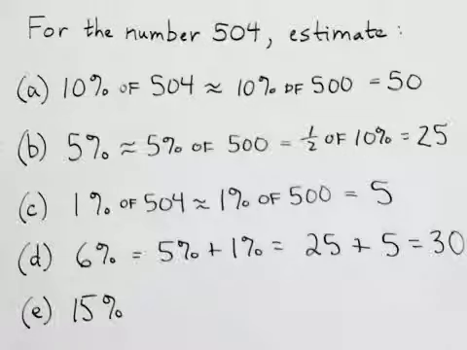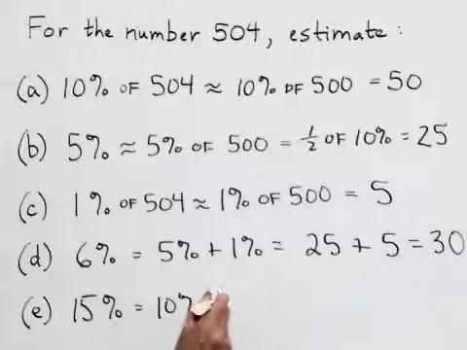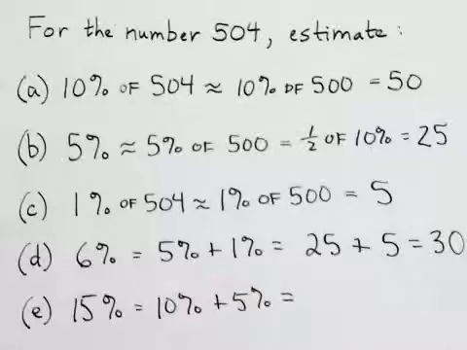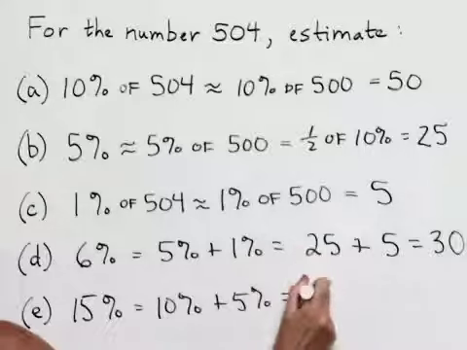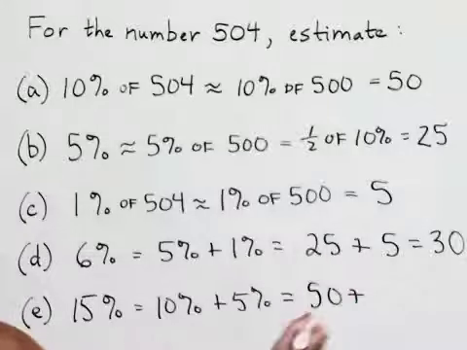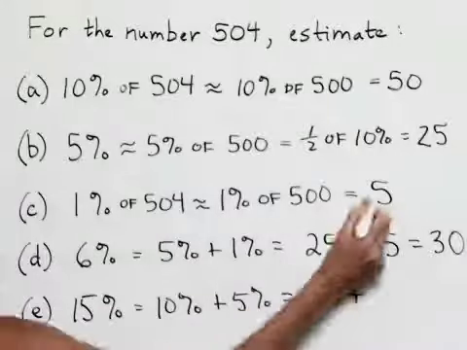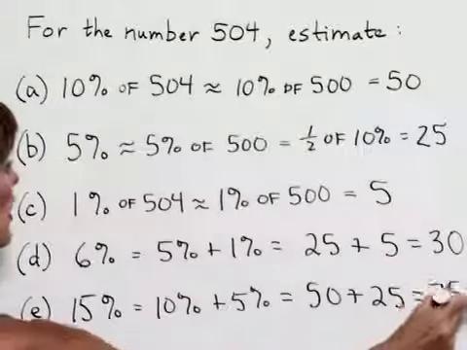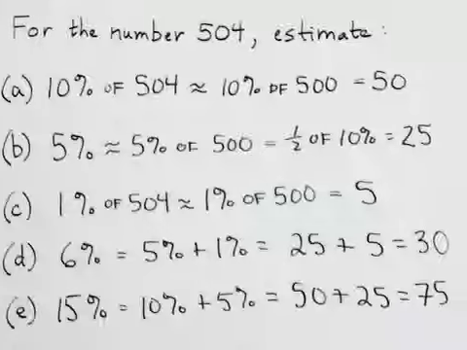To estimate the 15%, we're going to take our 10% and add to it 5%. So in our case, our 10% estimate was a value of 50. Our 5% estimate was a value of 25, and adding those together gives us our value of 75 for our 15% estimate.